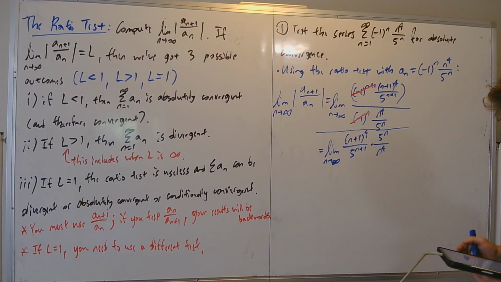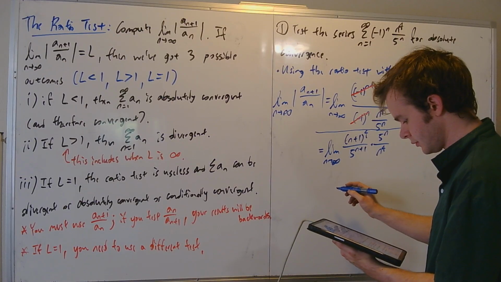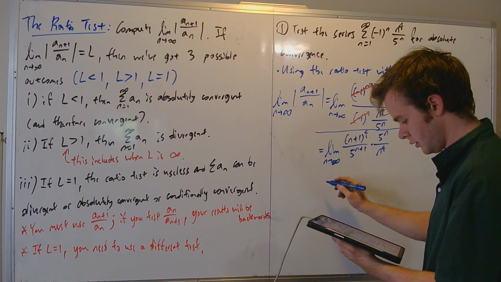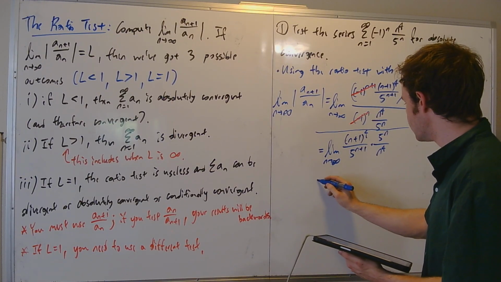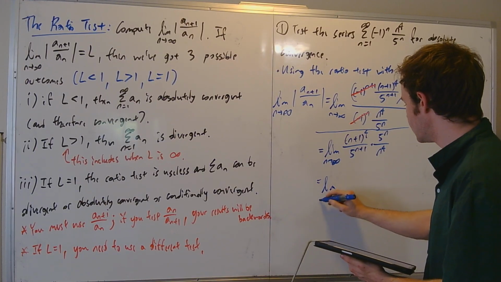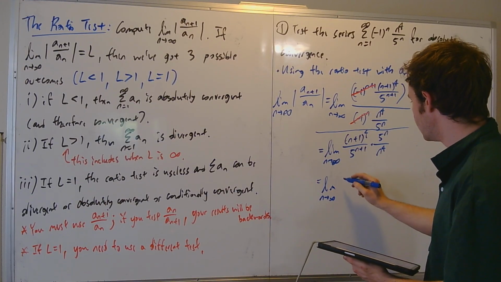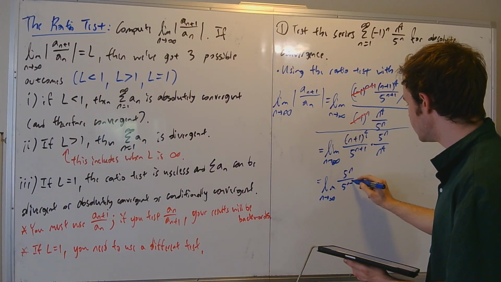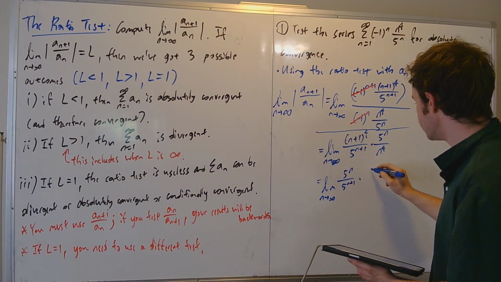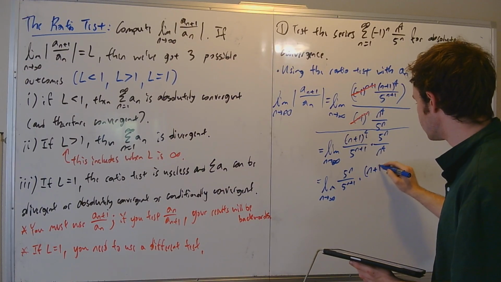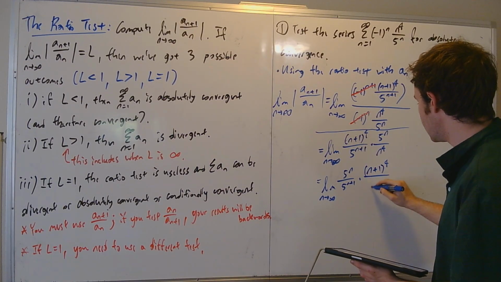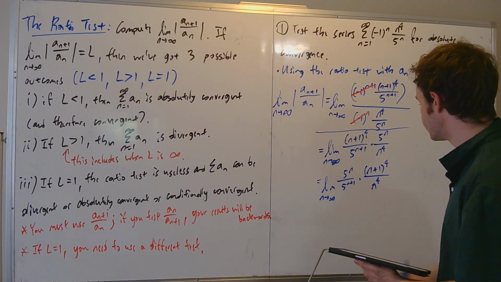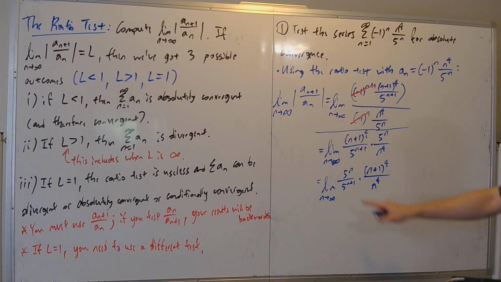Now, let's go ahead and rewrite this as the limit as n goes to infinity of 5 to the n over 5 to the n plus 1, times n plus 1 to the 4th over n to the 4th. Right. So now we've got these two paired together and we've got these two paired together.